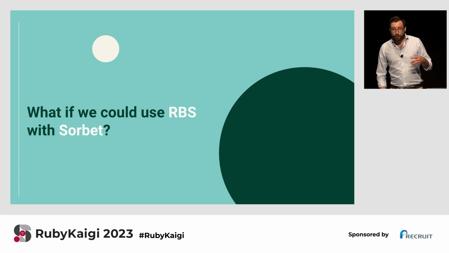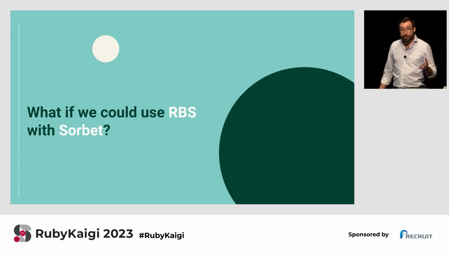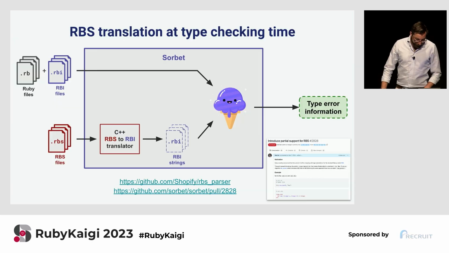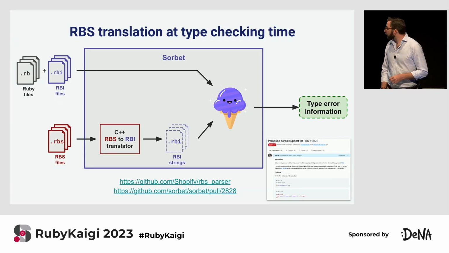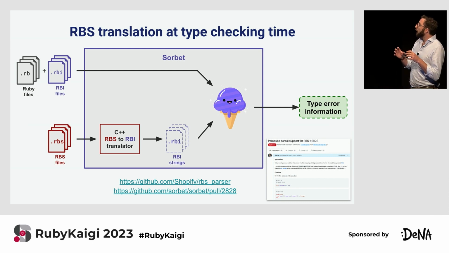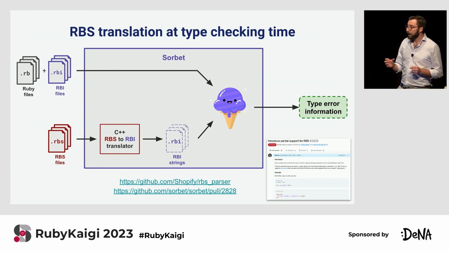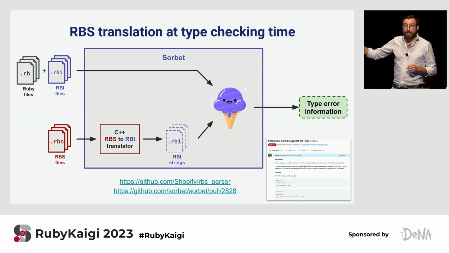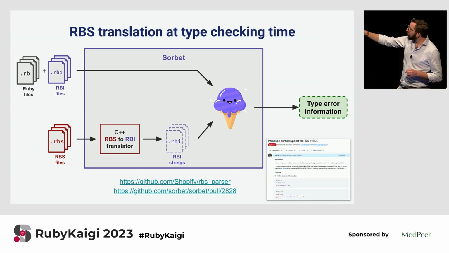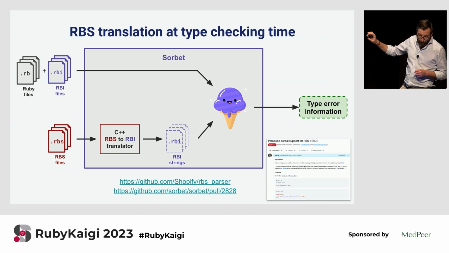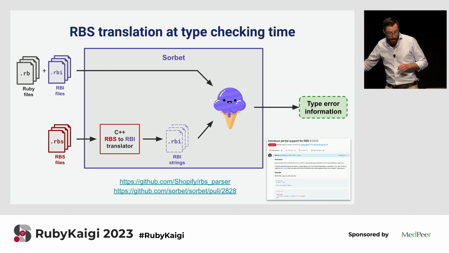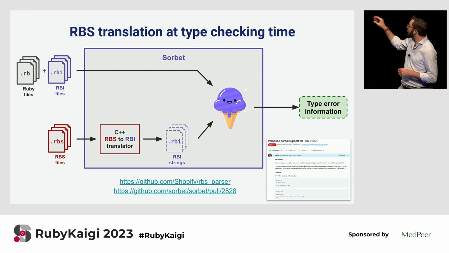So what will it take for us at Shopify to use RBS? Because we like the syntax, we just kind of need the speed of Sorbet and the strictness of Sorbet. So we did an experiment. We actually wrote an RBS to RBI translator in C++, and we integrated it inside Sorbet. And so we can still pass our Ruby files and RBI files to Sorbet, but we can also pass RBS files to Sorbet. And this translator is going to, on the fly, at type checking time, translate the RBS into RBI, feed that to Sorbet, and we get the type error information.